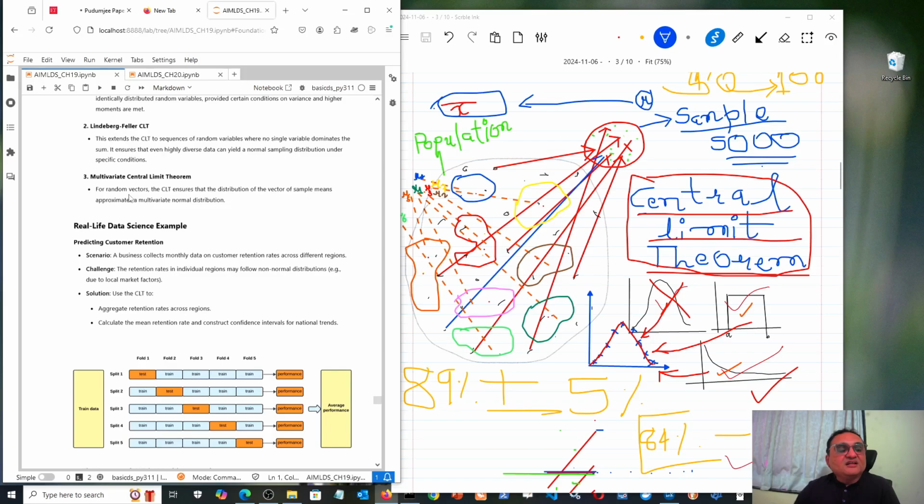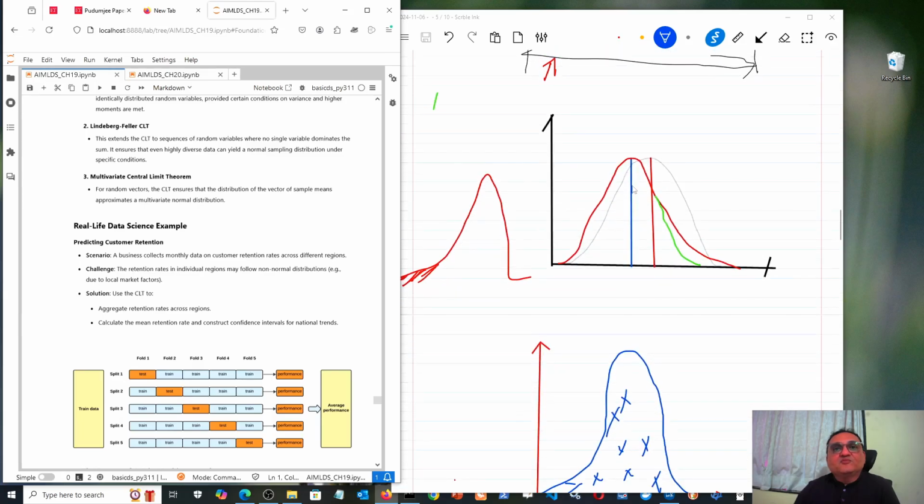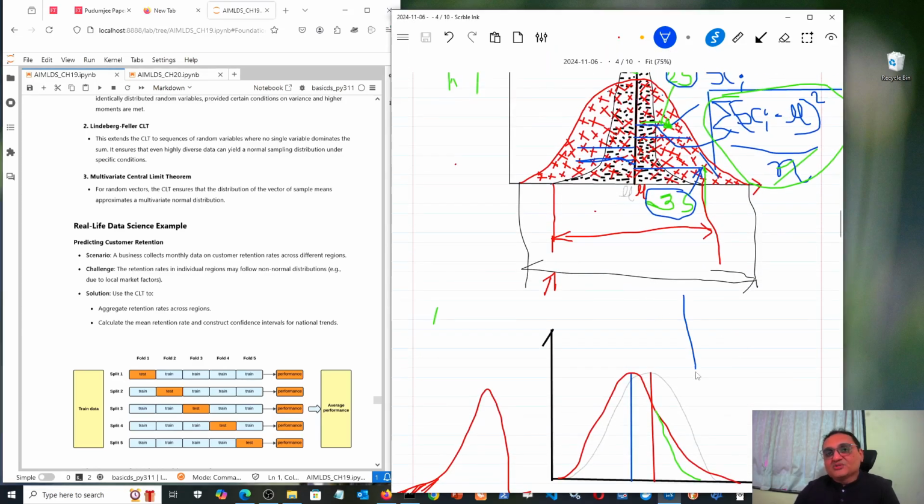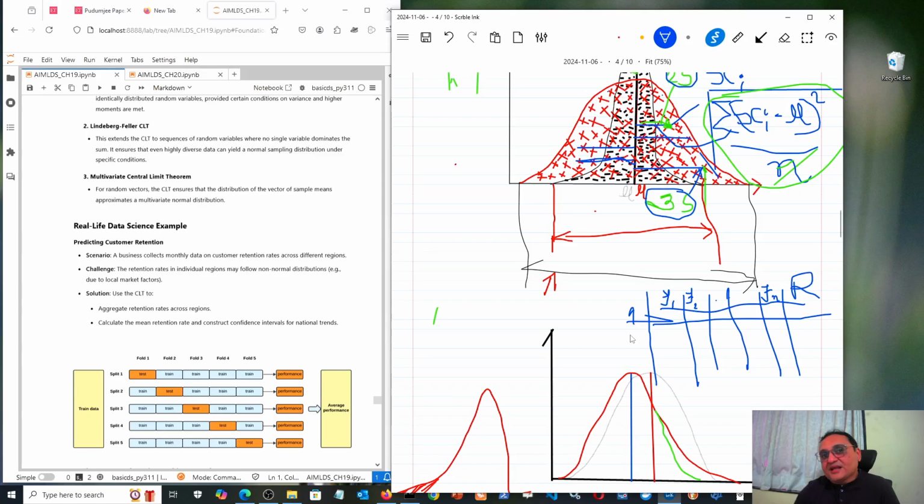And one is the multivariate central limit theorem, that is applicable for random vectors. A vector is one particular row of a data set. Suppose you have an Excel sheet-like data frame this way. Here this is my first feature, feature 1, this is my second feature, feature 2, and so on up to feature n, and this is the response variable which I am trying to predict. This is my first row of data, this is my second row, this is my third row, and similarly there are such 10,000 rows like Excel sheets.